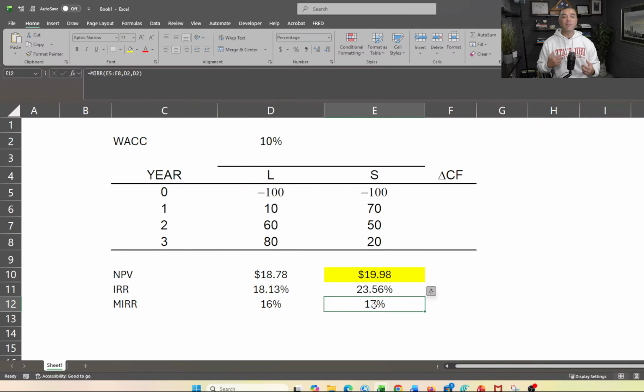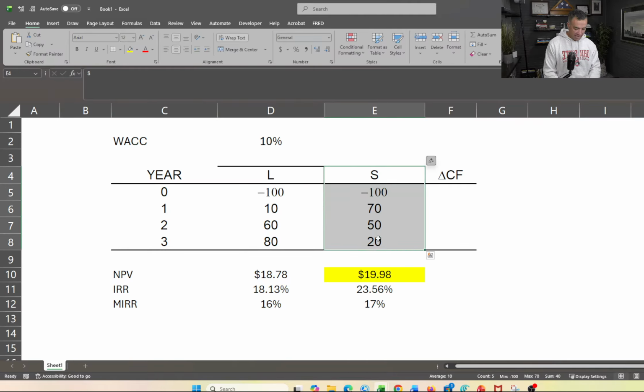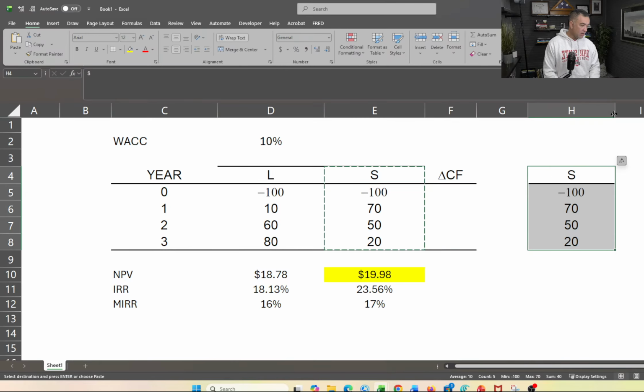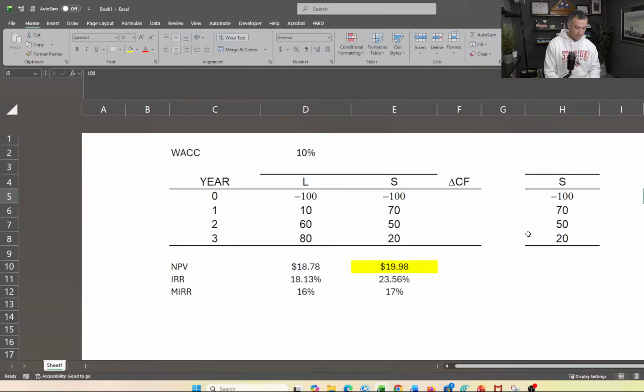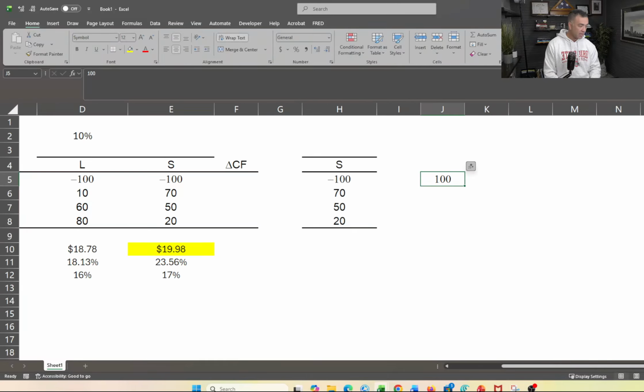So how does the modified work? What it does, let's just do Project S. I'm going to put this over here. What it does, it takes all the cash flows, the outflows at time zero. So I'm going to enter that and make it a positive. So we have one cash outflow, it's a negative 100. We got to put it at time zero. It's already at time zero. And then I'm going to drag this over one more. And okay, show how it works.